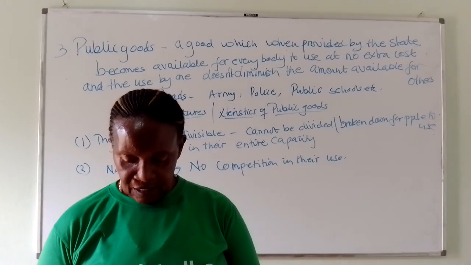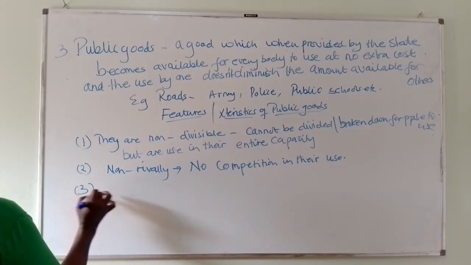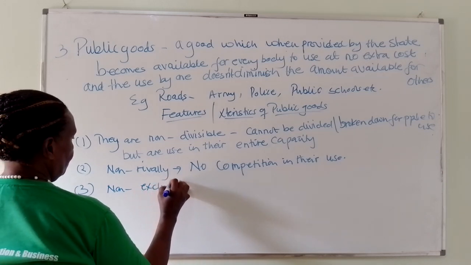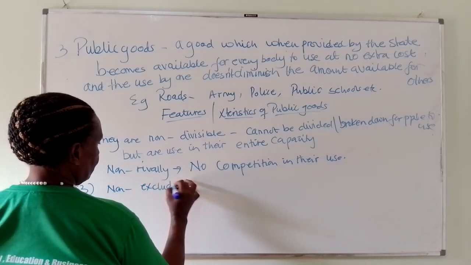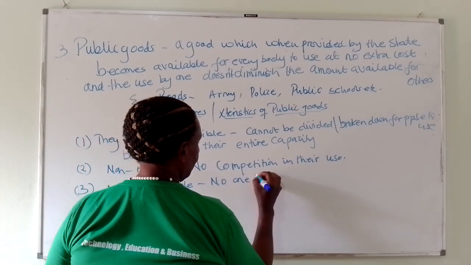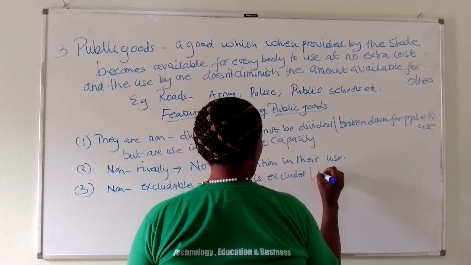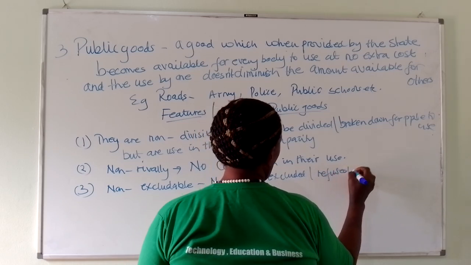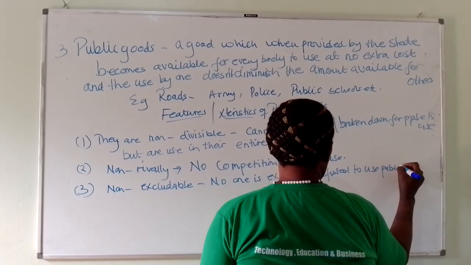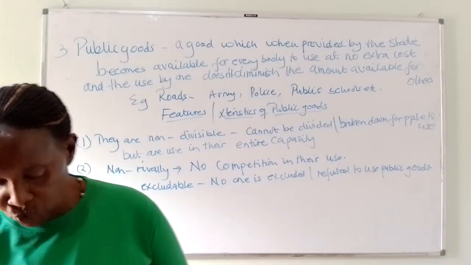Then we find that they are non-excludable. Number 3, public goods are non-excludable. No one is excluded or refused to use public goods. Everybody has equal access to these goods, so they don't exclude anyone.